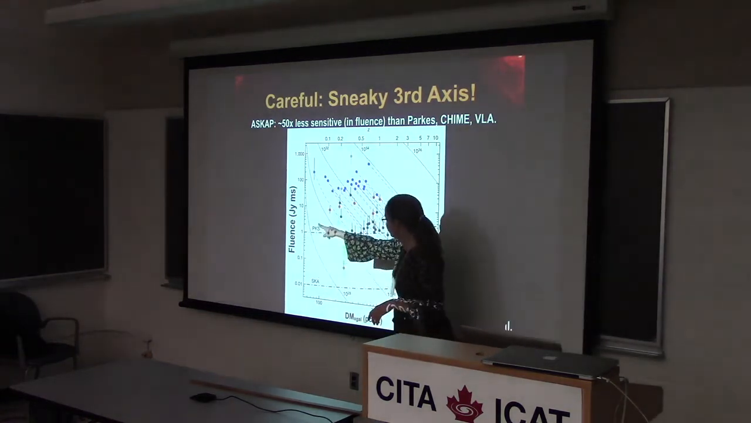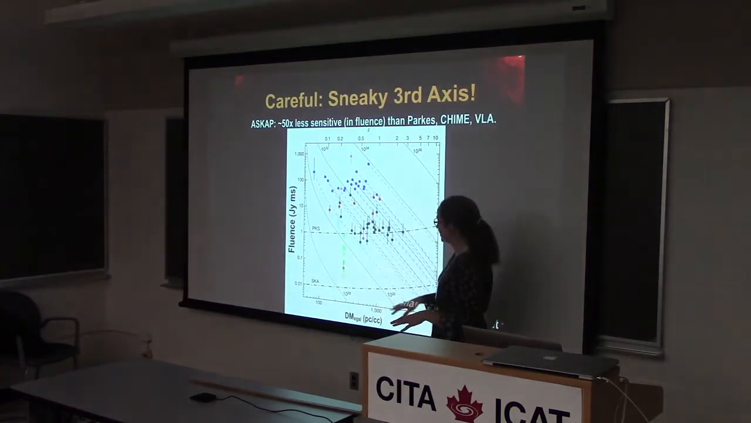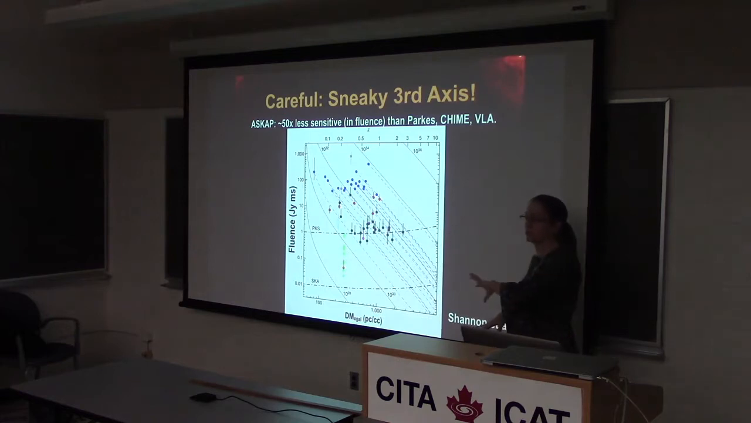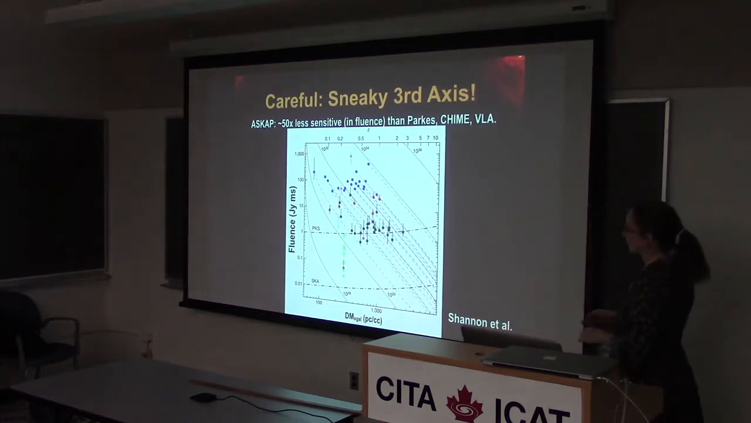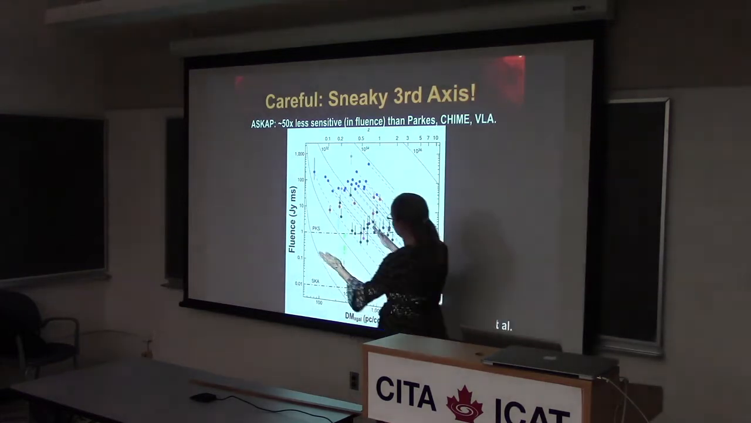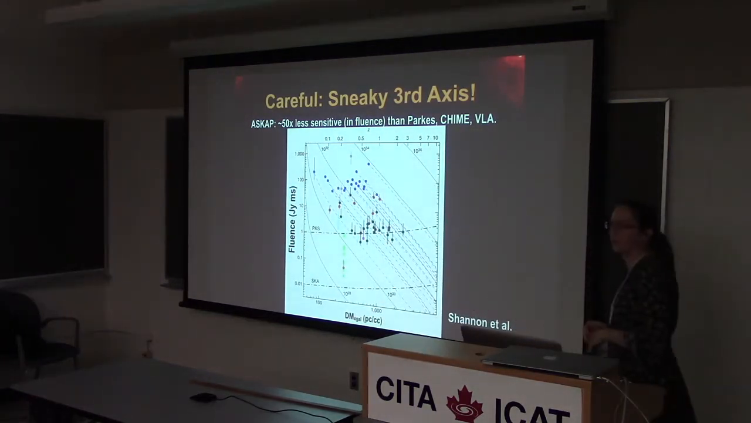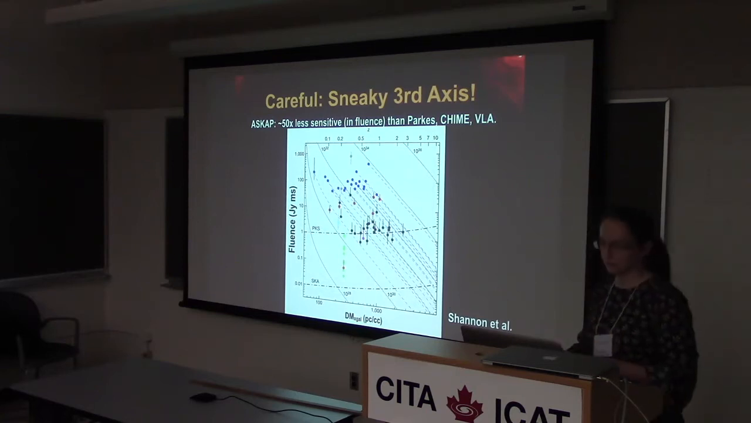This is the repeater. They're saying that it appears that there's a fluence and DM correlation, and that it appears that FRBs seem to be just following the same fluence DM kind of distribution that might point to DM as a good distance indicator.